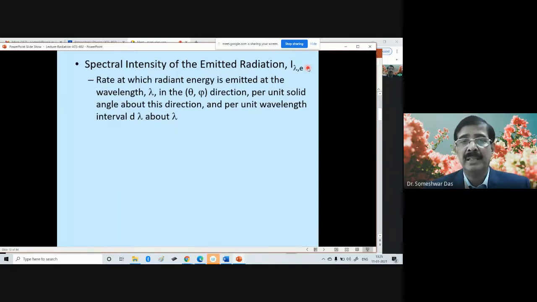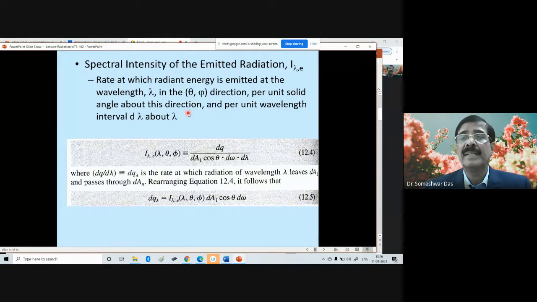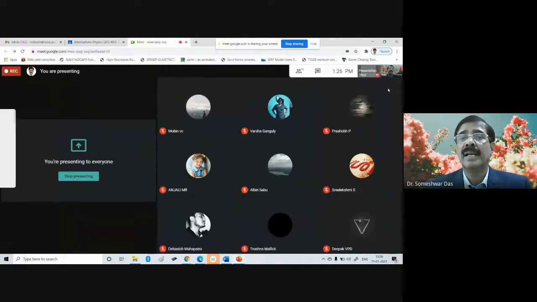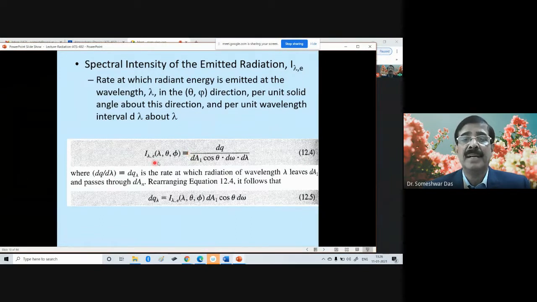What is the spectral intensity of the emitted radiation? It is the rate at which the radiant energy is emitted at the wavelength lambda in the direction theta and phi per unit solid angle about this direction, and per unit wavelength interval d lambda about lambda. So this is given by I lambda E, which is a function of lambda, theta, and phi.